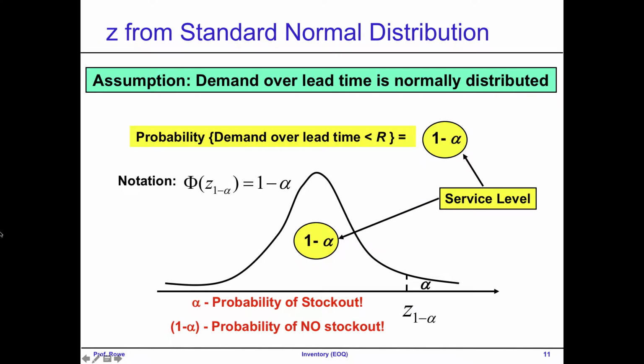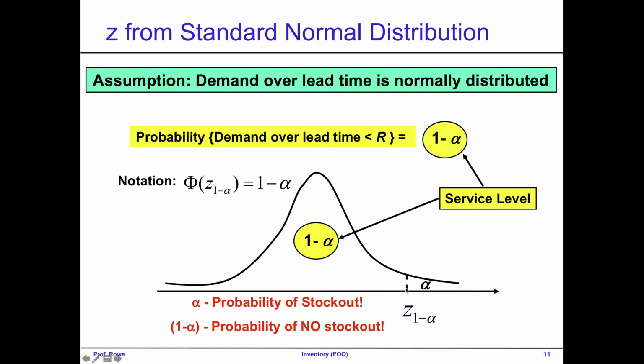Well, Z is found from the standard normal distribution. When we're looking at the standard normal distribution, the area under the curve up to the service level that we want to achieve is going to be 1 minus alpha. 1 minus alpha is the probability of not stocking out, where alpha is over on the tail, and that is the probability of stocking out. So we will find the Z value corresponding to the service level that we want.